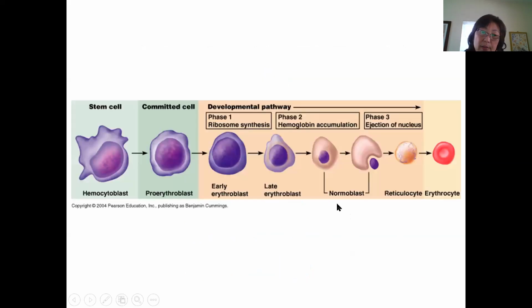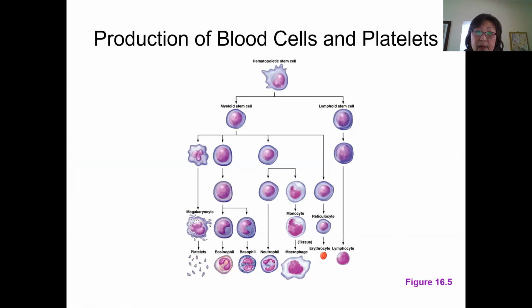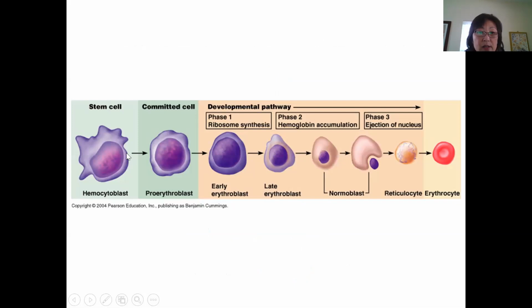This is the RBC production. So you start from this stem cell right here. Okay, hemocytoblast is the same as this hematopoietic stem cell. It's the same, okay? So this cell, once it's committed to make RBCs, is going to go through these multiple stepped processes and finally make an RBC here.